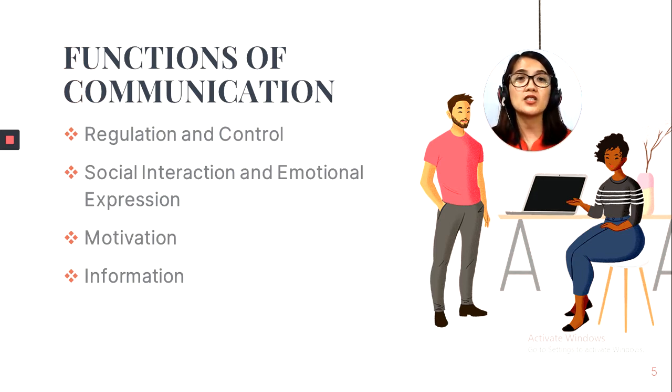The second one is social interaction and emotional expression. Again, communication can be verbal or non-verbal. We interact through communication. We can also express our emotion, whether it's written or spoken, with the use of communication. The third is motivation. With the use of communication, we can be motivated and we can also motivate others. And the last one, the basic function of communication, is information. Our aim in communicating with others is to inform and be informed.